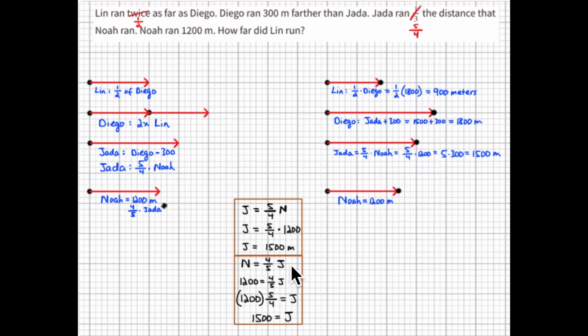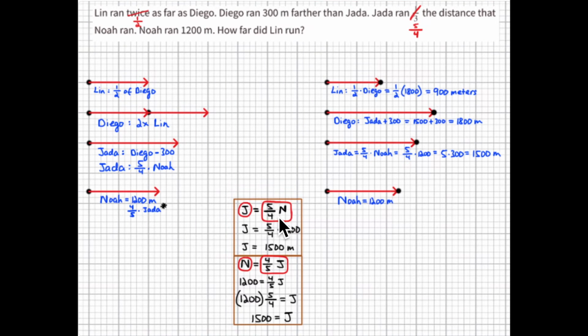And Noah's 4/5 of Jada. So divide Jada's run into 5 equal parts, because it's fifths. 1,500 divided by 5 is 300. 4 of those parts, 4 times 300, is 1,200. So Noah is equal to 4/5 of Jada's run. So Jada equals 5/4 of Noah. Noah is equal to 4/5 of Jada.